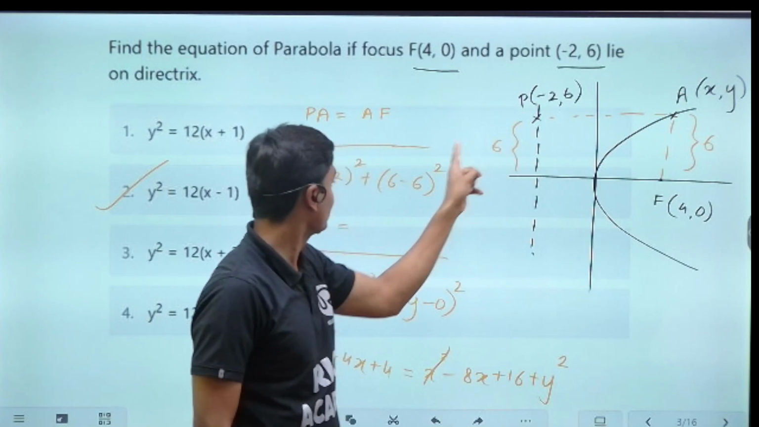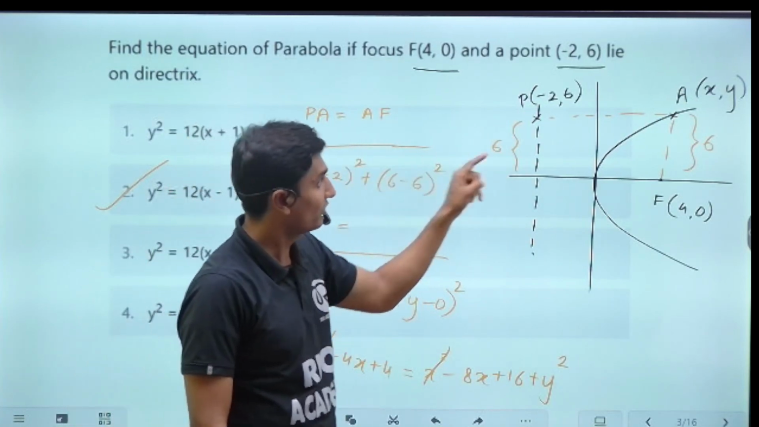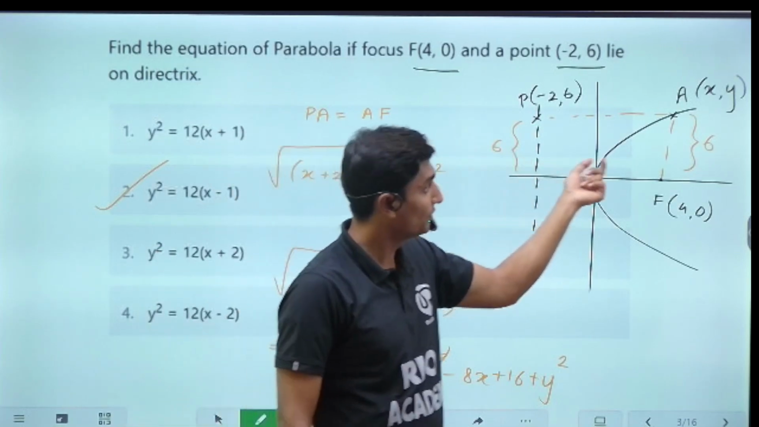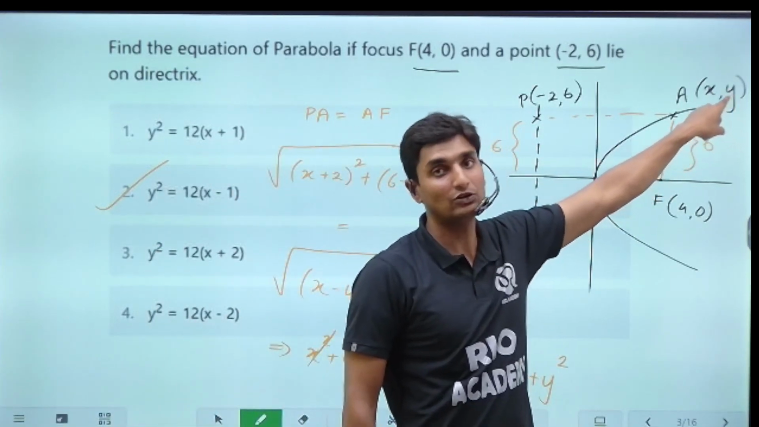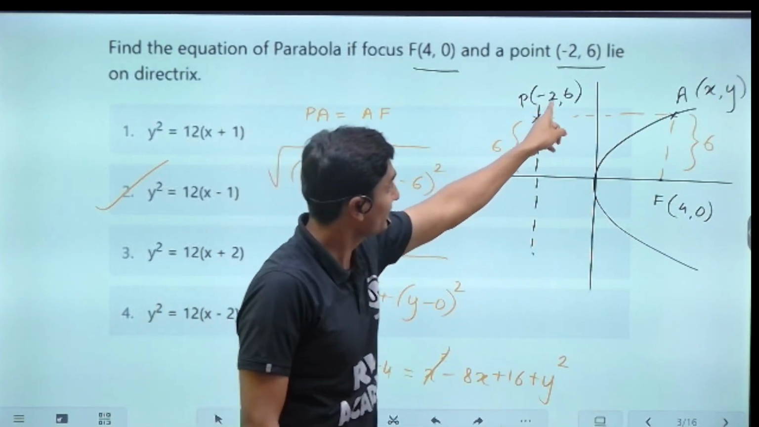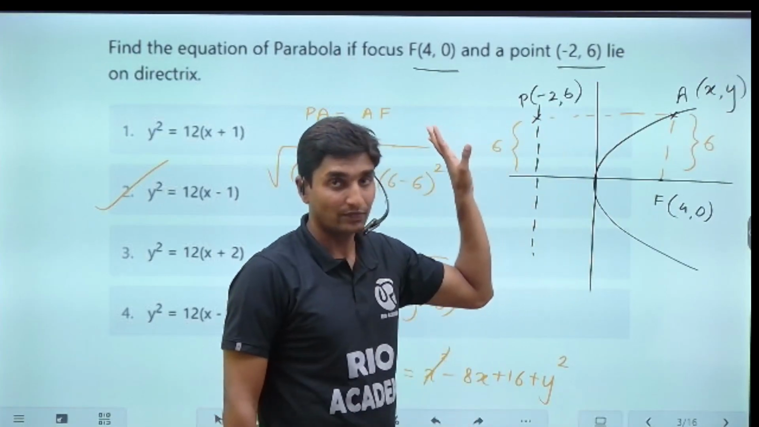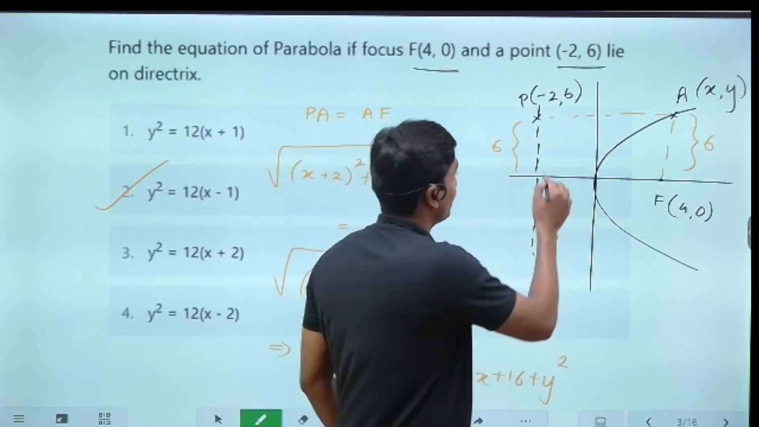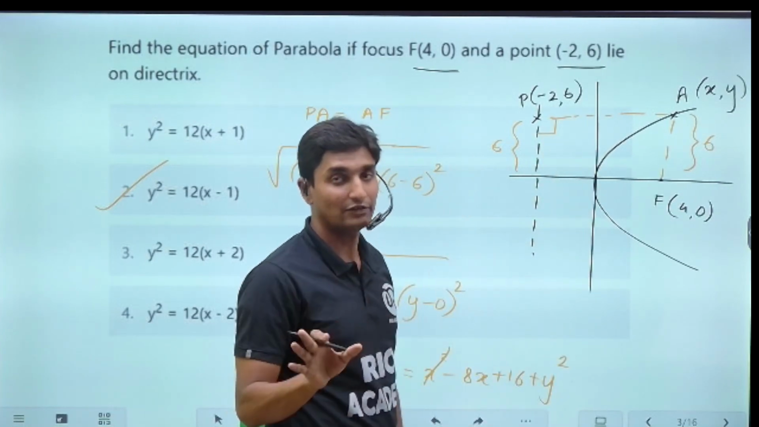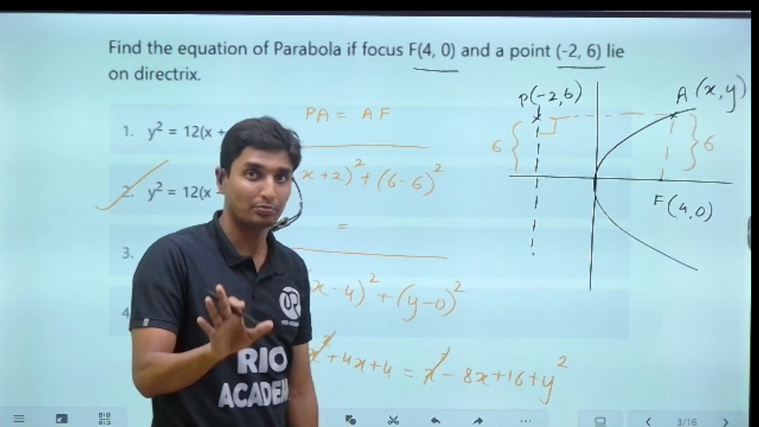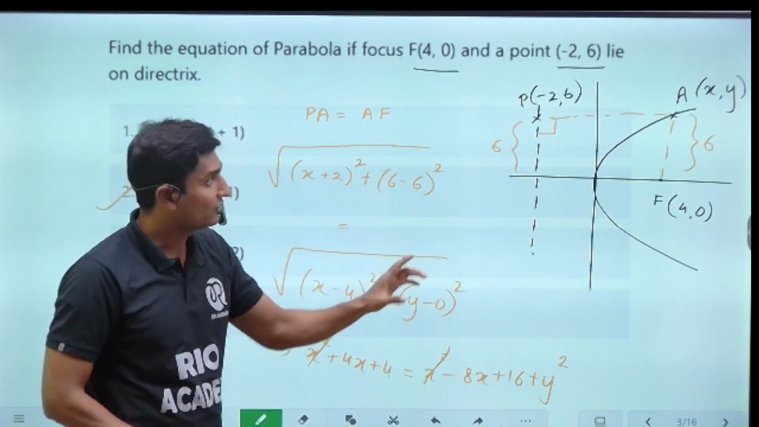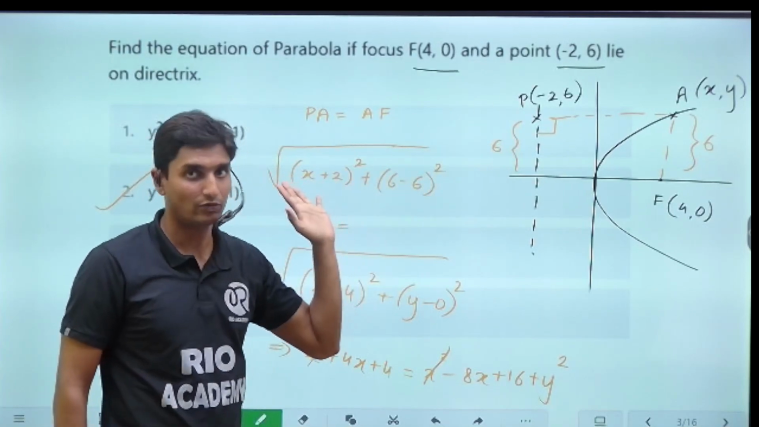x minus minus 2 is nothing but x plus 2 whole square plus y minus 6 whole square, and we are substituting the value of y to be equal to 6. That is what we have done, because the 6 and 6 are one and the same. How can we say that? Because this distance will be perpendicular. We take the distance from the directrix on a perpendicular basis, only then the condition of the parabola will be satisfied. Hence we can say the 6 and 6 values are one and the same.